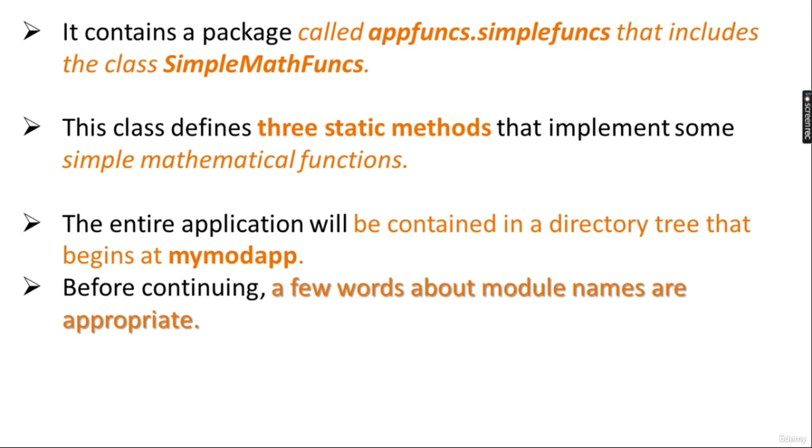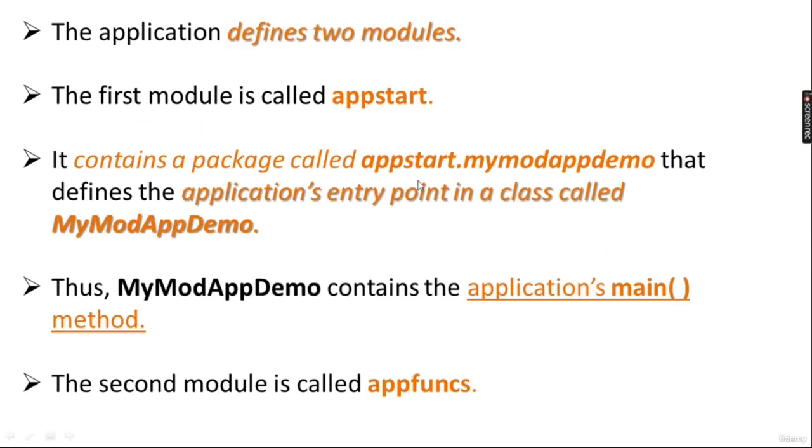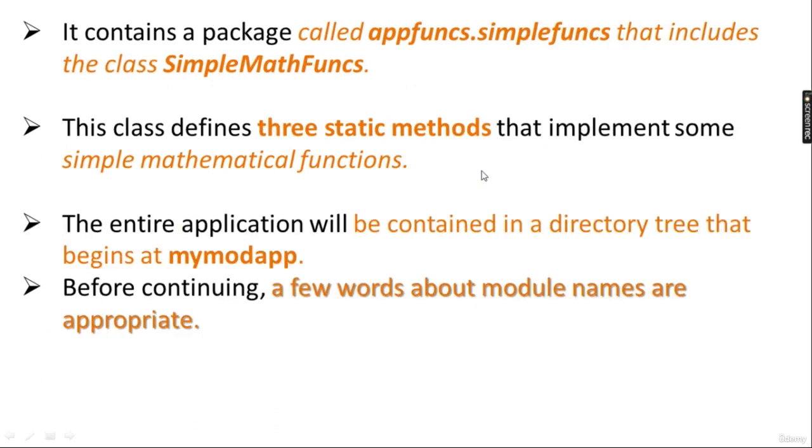The second module is app functions. In that there is a package called appfunctions.simplefunctions that includes the class named SimpleMathematicalFunctions. In that class there are three static methods that implement some simple mathematical functions. The complete application or complete project will be contained in the directory tree that begins at myModApp. So what is myModApp? MyModApp is the starting point of the complete application.